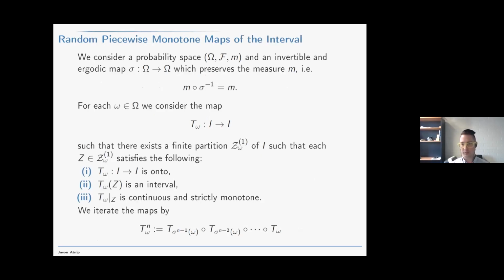Now, what we'll talk about today are piecewise expanding interval maps. We'll start off with some more assumptions on our base probability space. We'll assume that our map sigma is going to be invertible and ergodic, and it's going to preserve the measure m. For each of our fiber maps T omega, we assume they are piecewise monotone, so we have some finite partition Z omega of monotonicity. We'll also assume that T omega is onto, mapping the unit interval onto itself. For each of our monotone pieces Z, T omega of Z is an interval, and T omega restricted to Z is continuous and strictly monotone.